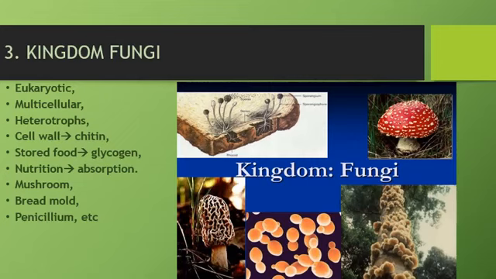They store food inside their body in the form of glycogen. Glycogen is also a form of complex sugar. Mushrooms, bread mold, and penicillium belong to this kingdom. Mushrooms are edible. Bread mold appears on 3 to 4 days old bread, and penicillium produces penicillin, which is used as an antibiotic.